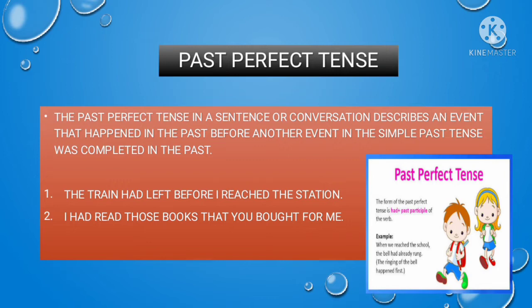See the second sentence: I had read those books that you bought for me. You bought for me is a simple past tense, that is the past tense of buy. But I had read is past perfect. So the form of past perfect is had plus V3 verb form. So verb form is also important in tense. So that's about past perfect tense.